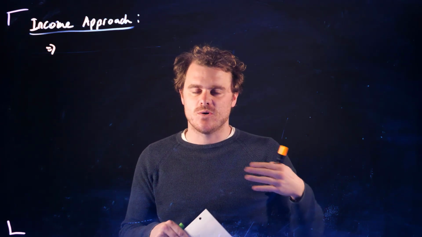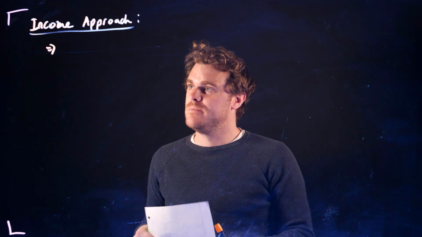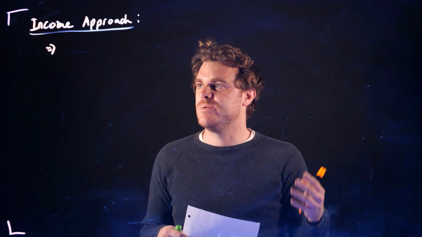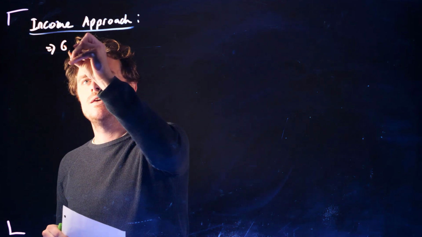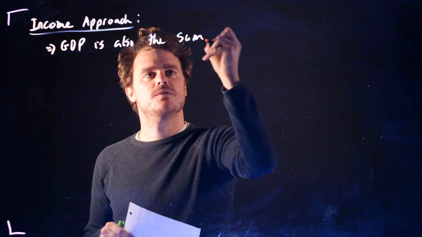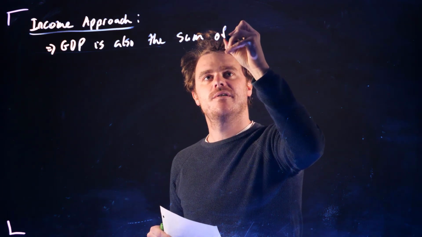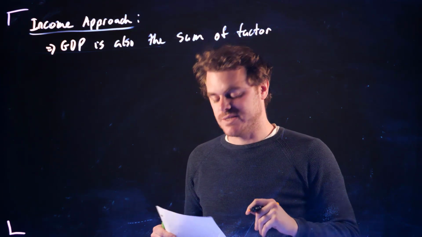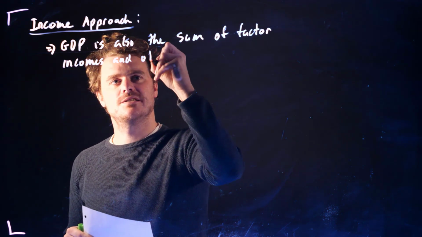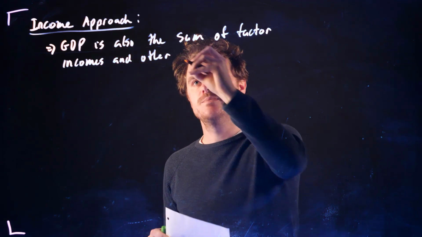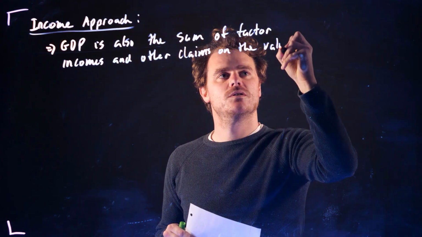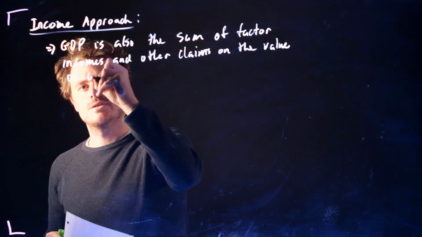We're not going to use it as much in the course because it's not the basis of our model, but you should know that they're equivalent and how we'd actually calculate GDP from this income side. So GDP is also the sum, the total of factor incomes and other claims on the value of output.